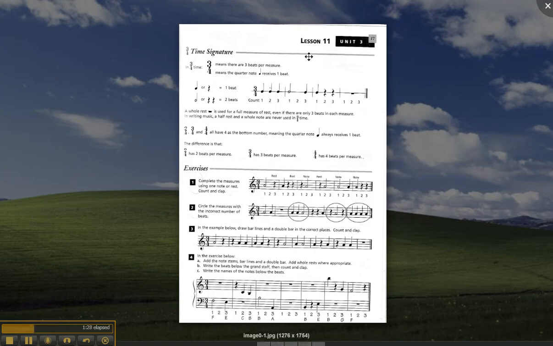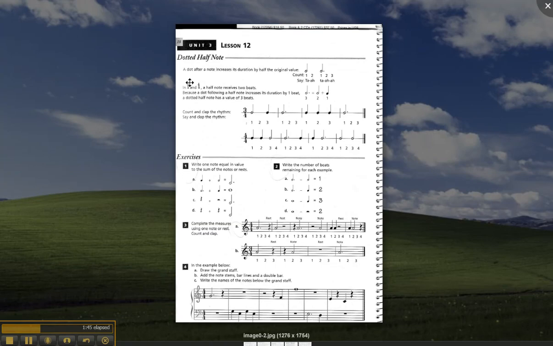3/4, lesson 11: 3 beats in a measure, quarter note gets the beat, whole rest equals a full measure, and according to the book, it says that a half rest and a whole note are never used in 3/4 time, so we want to kind of go by that rule as well.